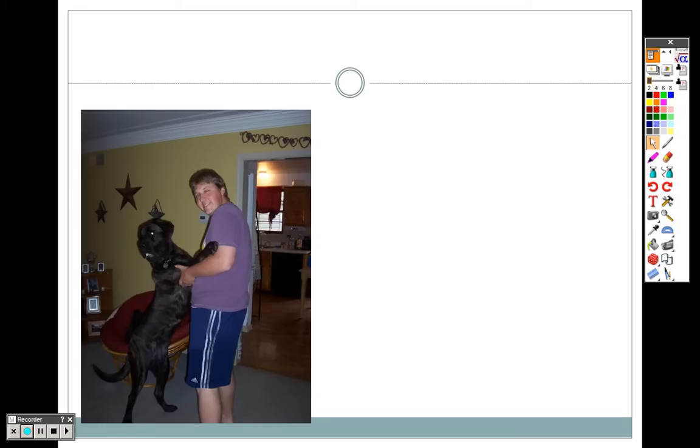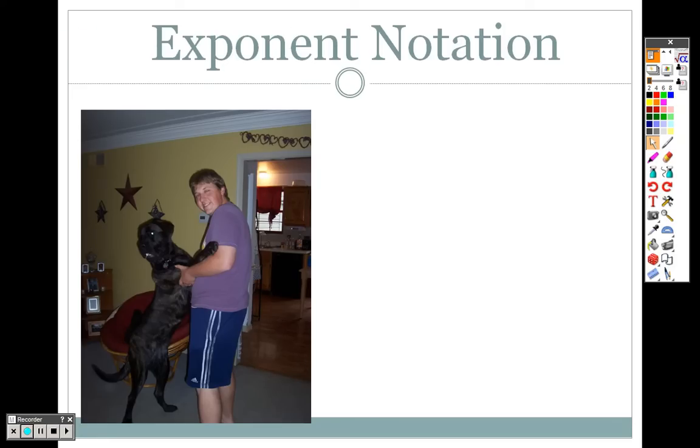So there's me with my English mastiff. Hooray! We're dancing. She's much taller now. That's surprisingly enough when she was a puppy. What? I didn't have any corn.